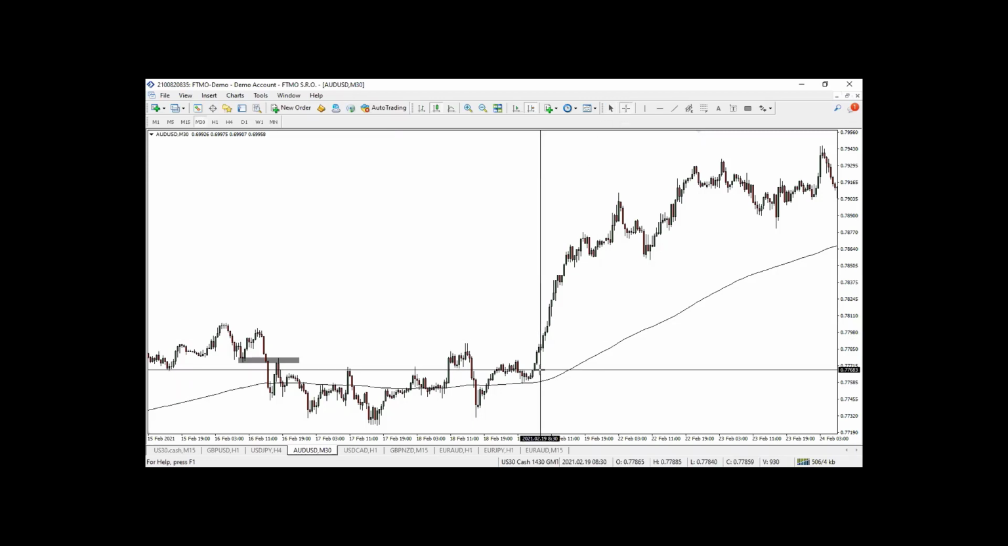I'm just showing you mean reversion, the beauty of it. Your stop loss will be below the 200 moving average. That's about 20 pips, let's say a 20 pip stop loss. Then you take profit up to this level here. 20 pip stop loss to 106 pips take profit. That's about 1 to 5.